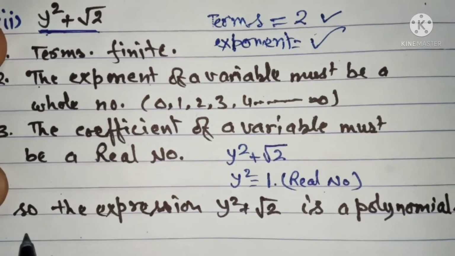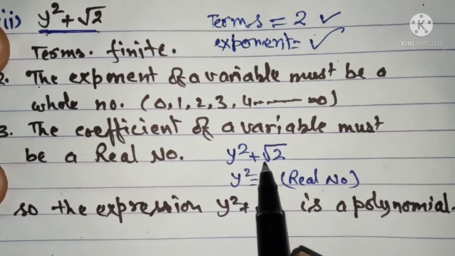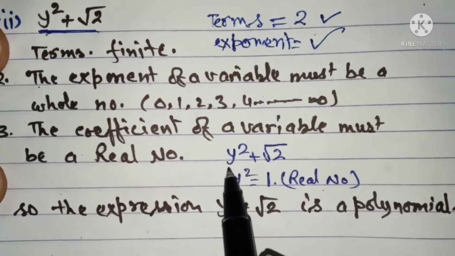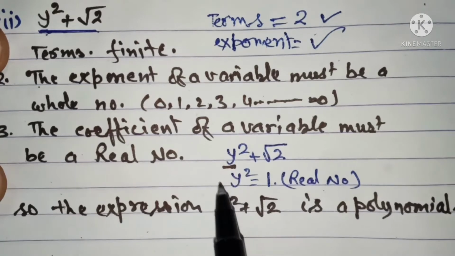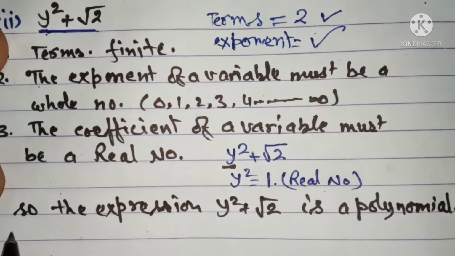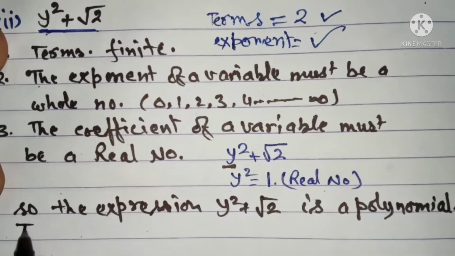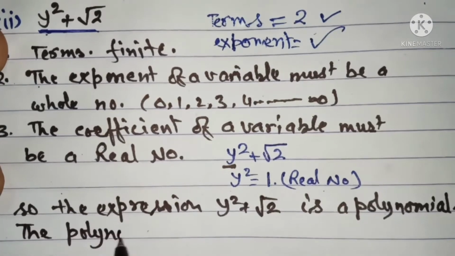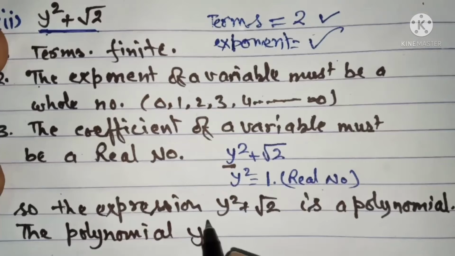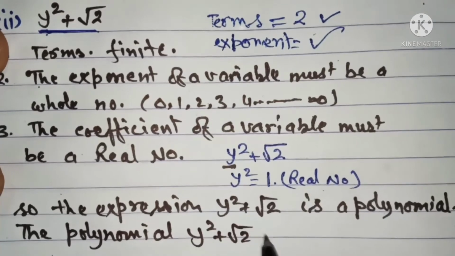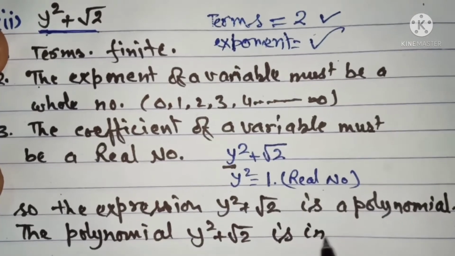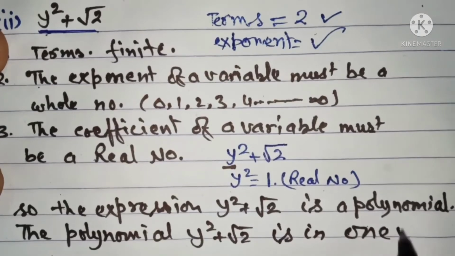Again, in y square plus root 2, we have a single variable which is y. Then we can say the polynomial y square plus root 2 is in one variable.